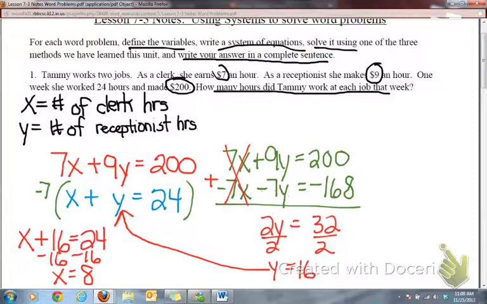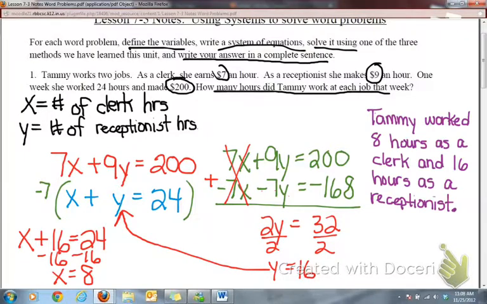So x is the number of clerk hours, the number of hours she worked as a clerk, and y is the number of hours she worked as a receptionist. So we're just going to write our sentence. And there's my sentence. Tammy worked 8 hours as a clerk and 16 hours as a receptionist.